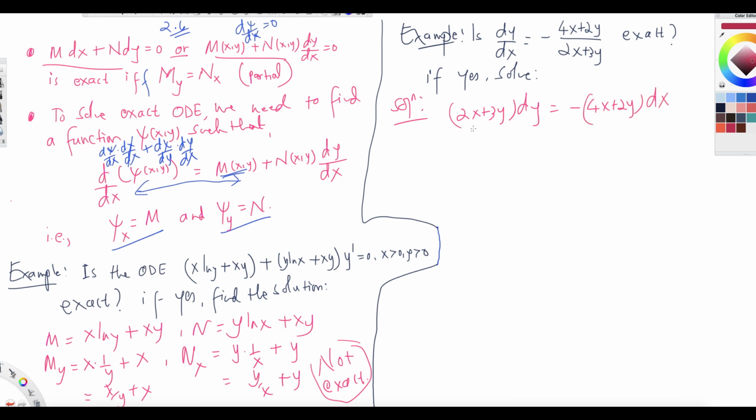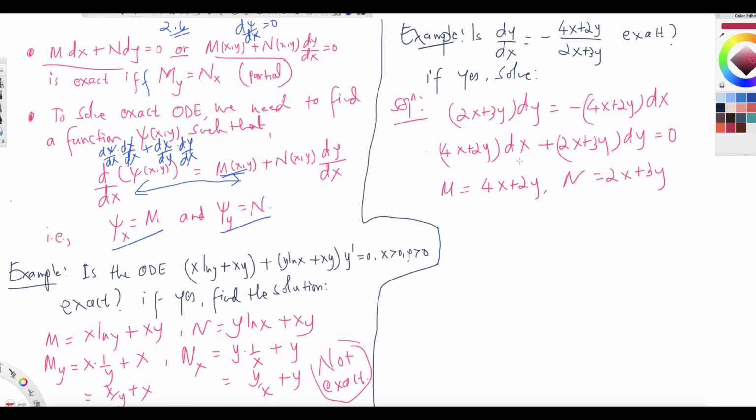This is the differential form. So what you can do here is write negative 4x plus 2y dx. Oh, that is positive, right? Because if you bring that to the left side, that will be positive. So 4x plus 2y dx plus 2x plus 3y dy equals 0, right? Now, what is m? M is 4x plus 2y. What is n? N is 2x plus 3y.